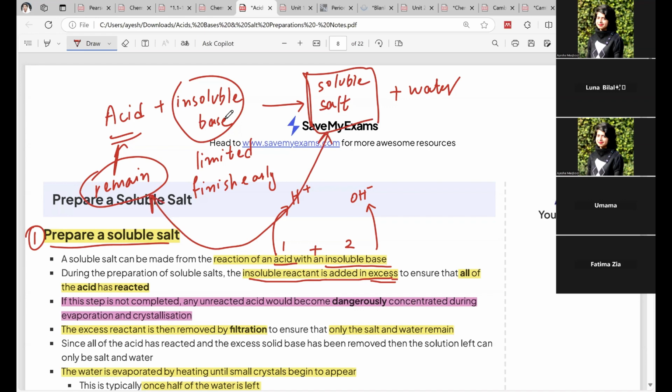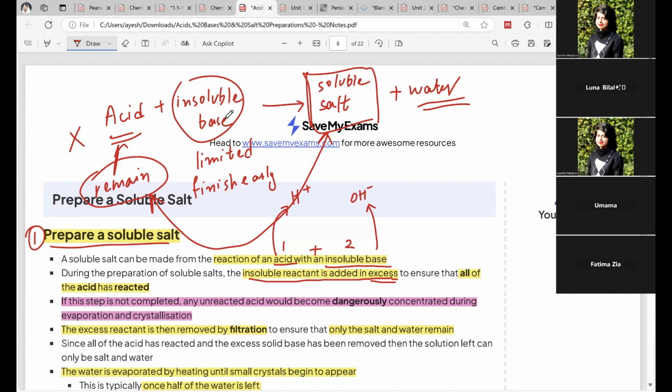You are going to do the filtration process. Then you will do the evaporation process. You will evaporate the water from the solution. Only soluble salt and acid will be there. This acid, because of evaporation of water, will become so concentrated that it will make the solution very dangerous and explosive. It will become dangerously concentrated by evaporating the water. So this will be a risky reaction. To avoid this risk, we need to finish the acid quickly. No acid should remain at the end. Getting the point or no?